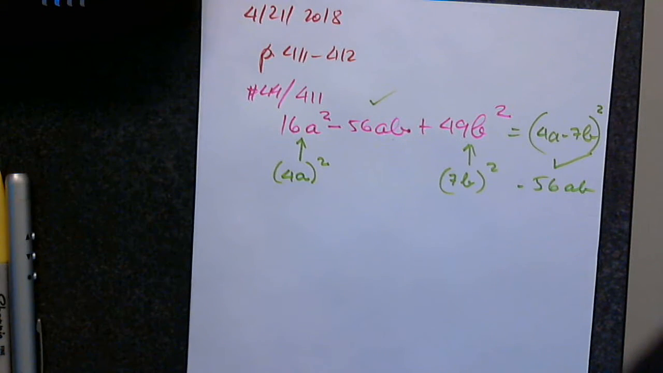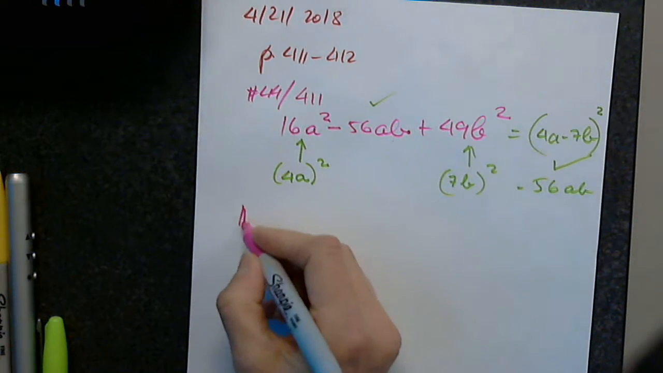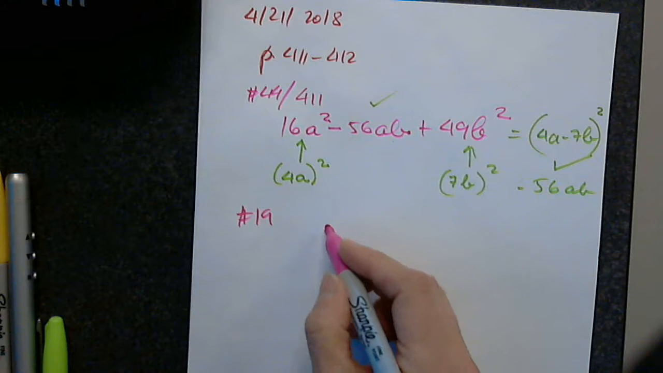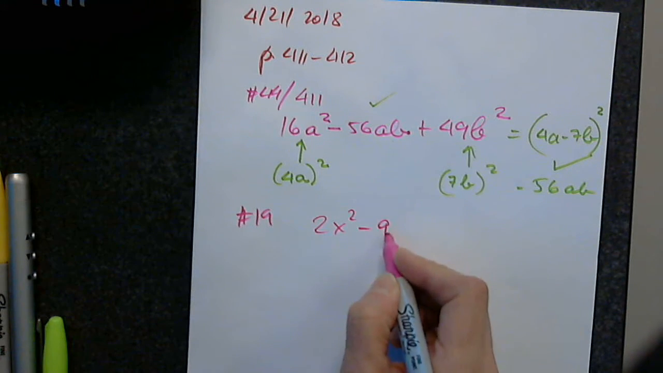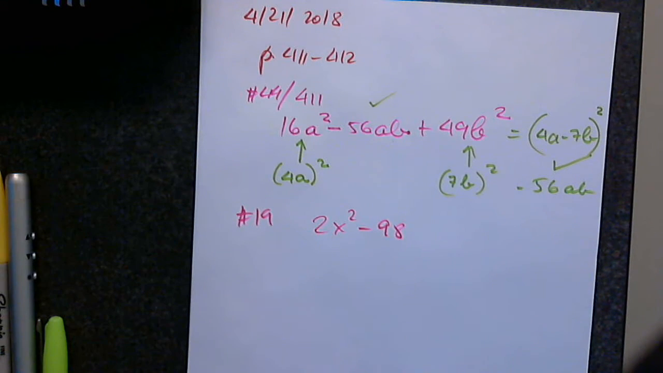Good. Anything else from 1 through 100? You said 19? Yeah, 19? Very good. So let's look at 19. It's good to pick all different types so we can review this.